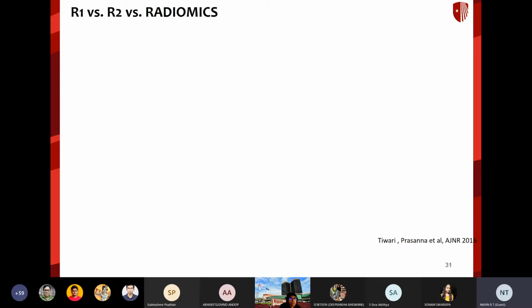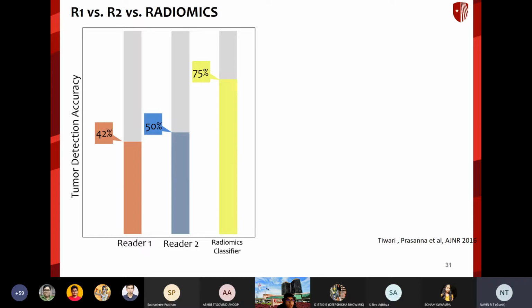Okay, so now, obviously the proof of the pudding is in the eating. How do we know that this feature actually can be used in clinical decision making? So we had a test set of about 15 cases, and we asked two independent readers. They weren't provided any information regarding the ground truth, and they were asked to independently grade these cases into either the category of radiation necrosis or recurrent tumor.